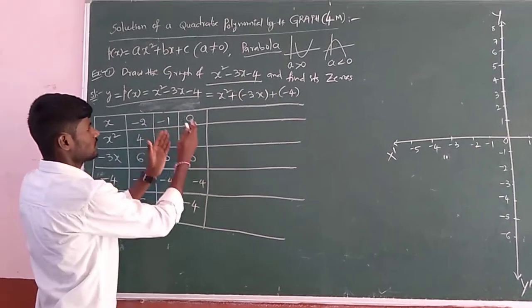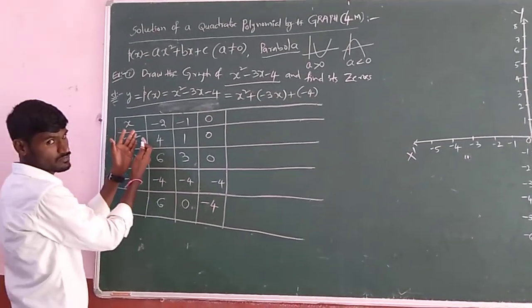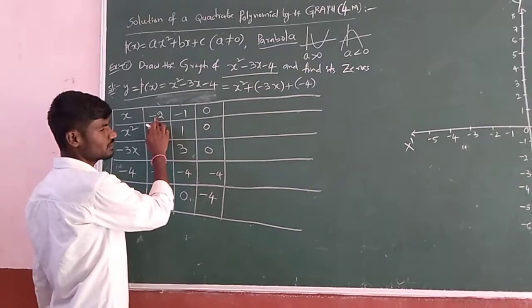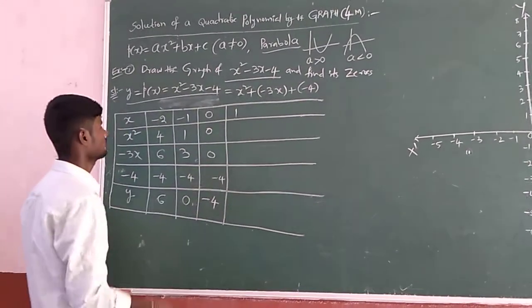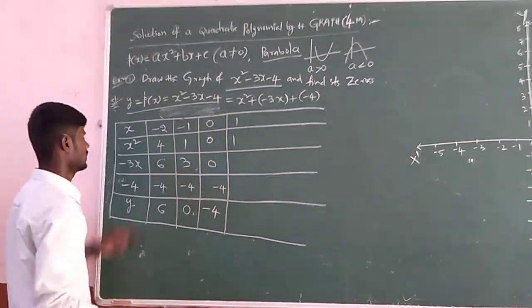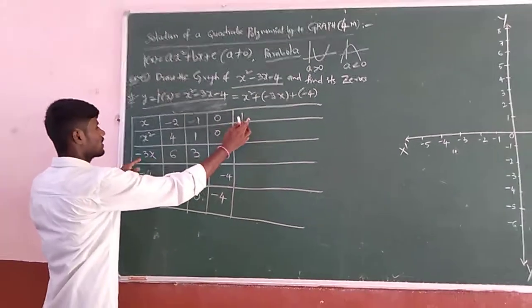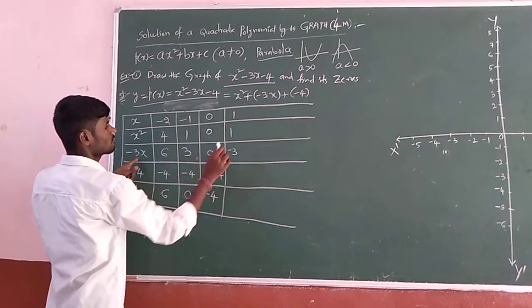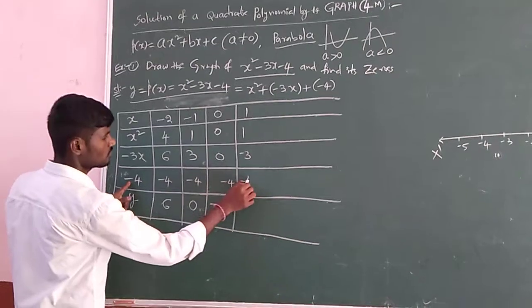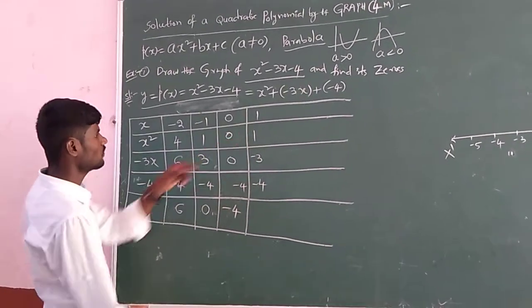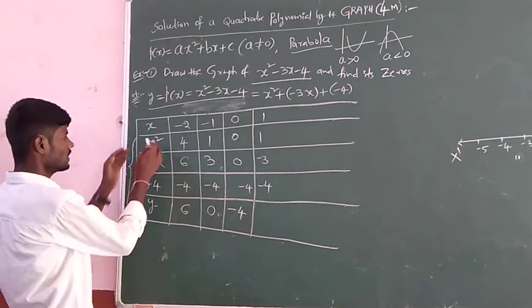Next, observe the x values from negative to positive: minus 2, minus 1, 0. You may start from minus 3 also, but for example I have started from minus 2. Next, plus 1. 1 square is 1. Minus 3 into the x value 1 is minus 3. Next, minus 4; there is no x, so it is minus 4. Now, the sum of what? These three. Always remember, only these three.